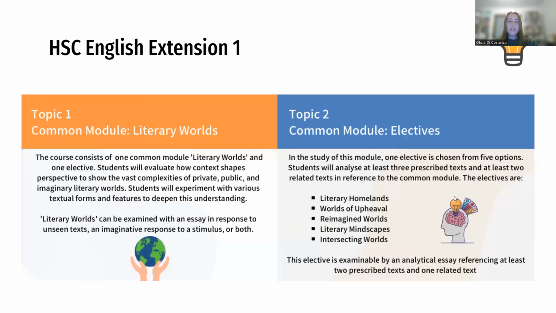And just to finish off, we'll take a look at English Extension 1. Here, once again, this 2-module kind of structure as opposed to 4. The first one is common across English Extension students, looking at context and how that shapes storytelling, and also creative writing. And then in the second module, each school picks their own elective for students to study. And so this will determine the text and ideas that they're exploring.